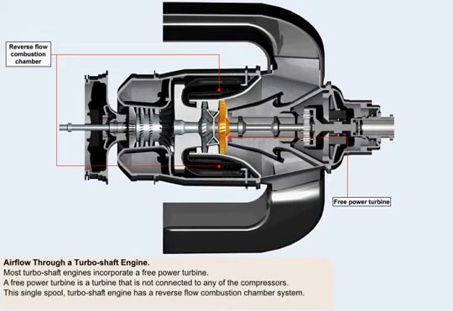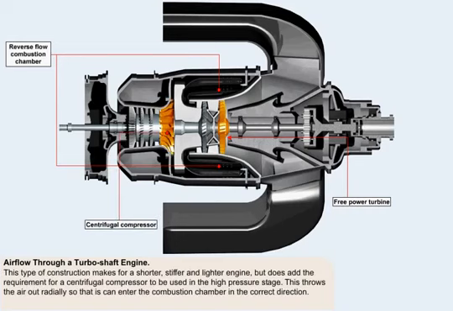The single-spool turboshaft engine illustrated here has a reverse flow combustion chamber system. This allows the engine to be much shorter, stiffer, and lighter than it otherwise would be, but does add the requirement for a centrifugal compressor to be used in the high-pressure stage. This allows for the air to be thrown out radially, in order that it can enter the combustion chamber in the correct direction.